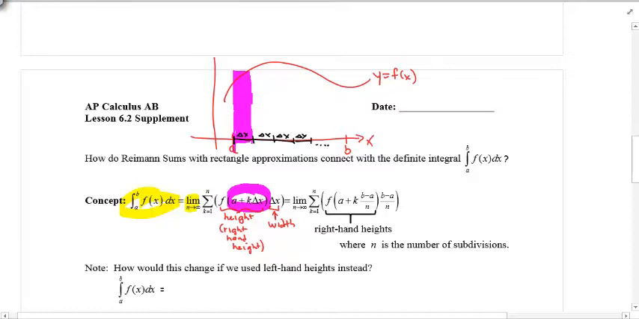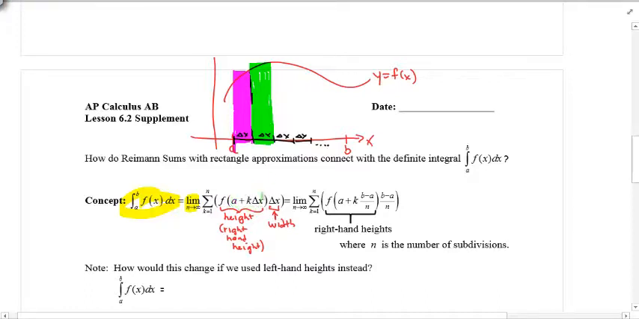So when k is a counter, for example, when k equals 2, that would be my second rectangle. So here is my second rectangle. The x value used to figure out the height will be a, starting at a, plus 2 delta x's. So once again, I'm using the right-hand endpoint. So that expression that I highlighted in green represents the right-hand height.